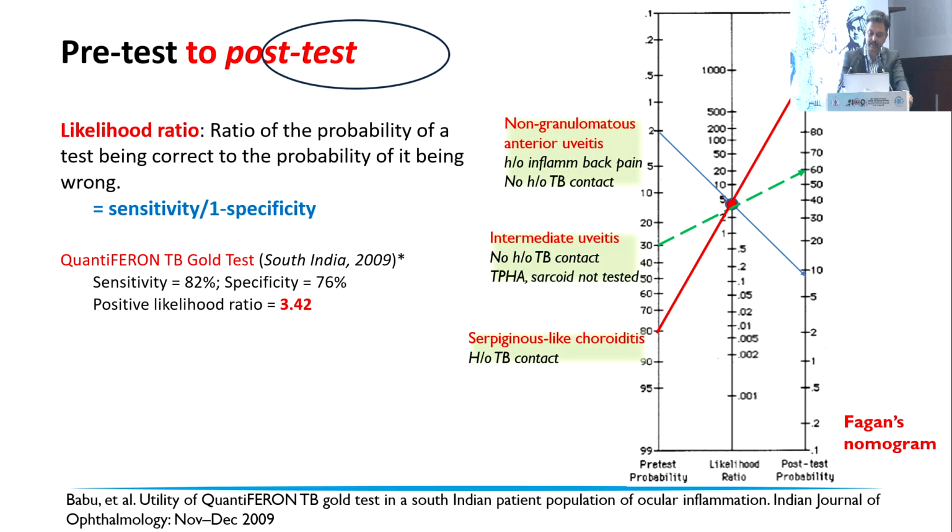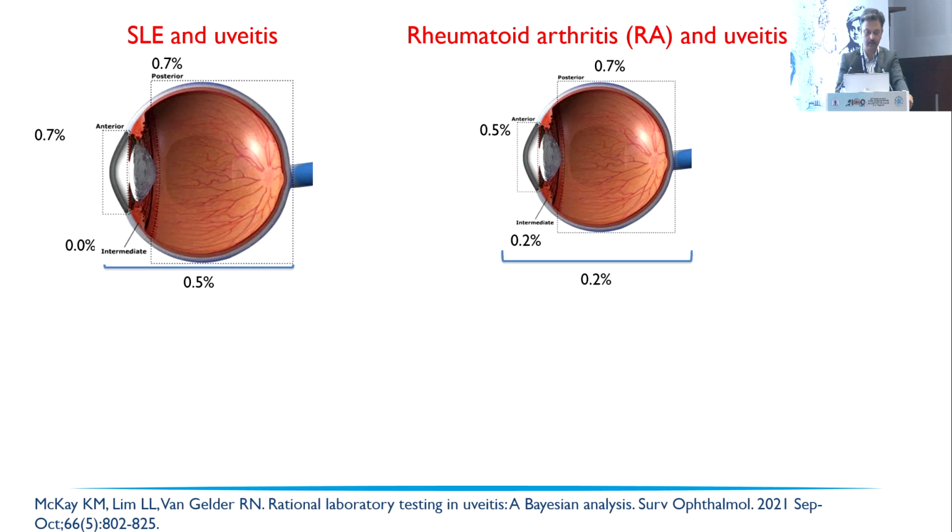Now if you connect the dots, your post-test probability comes to be around 95%. This is a scenario where you definitely treat the patient with anti-TB therapy. Now all these numbers are approximate, don't go by the numbers, it's only to explain the concept of pre-test and post-test probability to you.